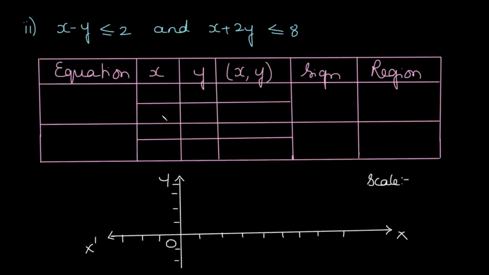Let me show you the second sum also in this case. So the question is x minus y less than or equal to 2 and x plus 2y less than or equal to 8. Now again we convert this into equations. So you can open your notebooks and do it along with me so that you understand it at the same time. So the first one is x minus y is equal to 2 as the equation.